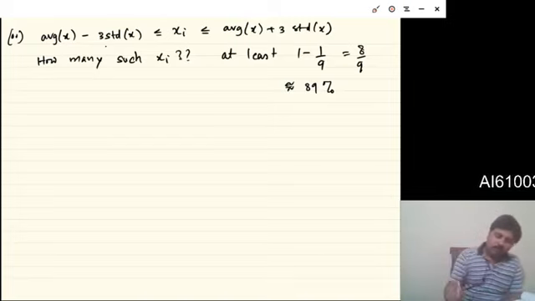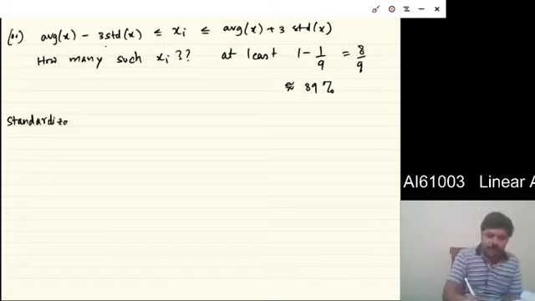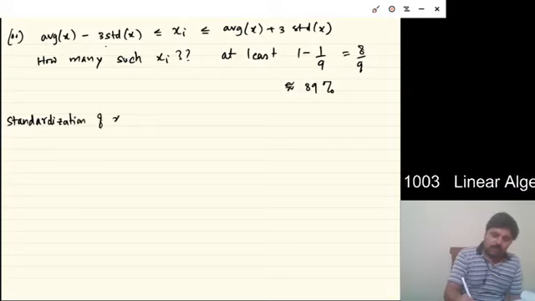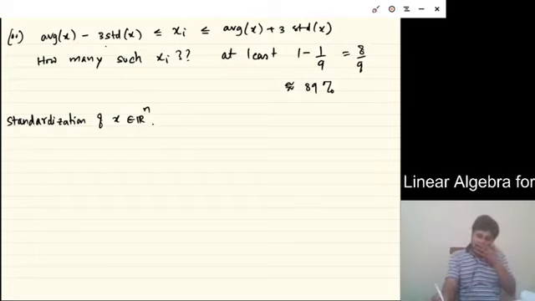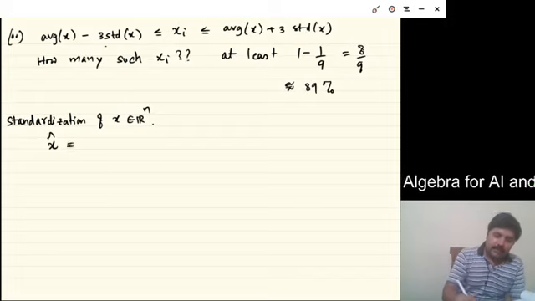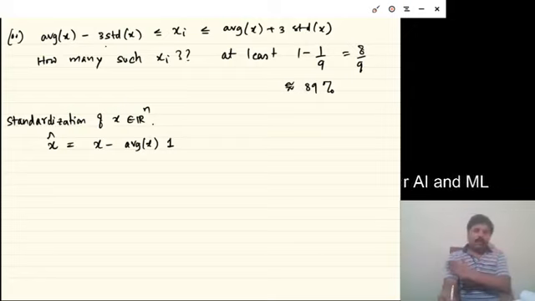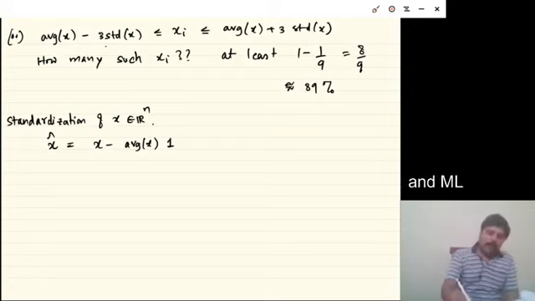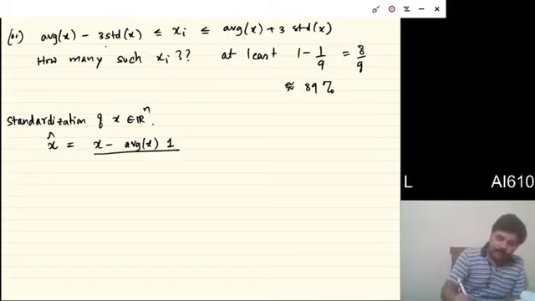Before I go further, this is one final operation that I want to talk about: standardization of X. This is something that you will almost always do when you work with data. You construct a vector x hat, which is x minus average of x times 1. So you have subtracted the mean of this vector, and then you divide this vector by the standard deviation of x.